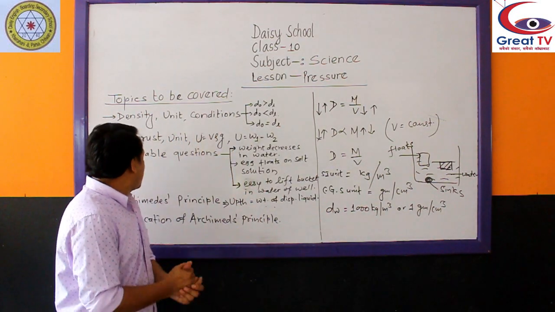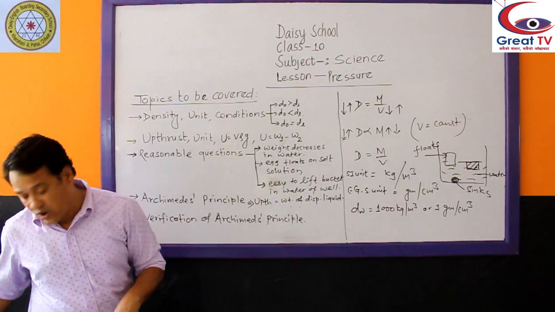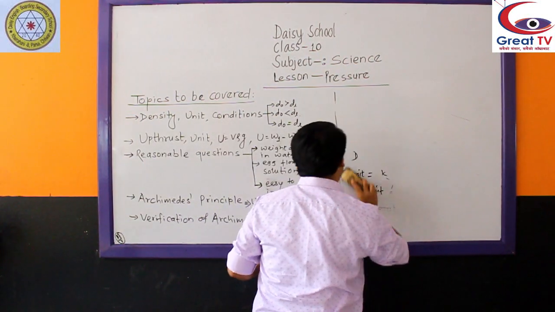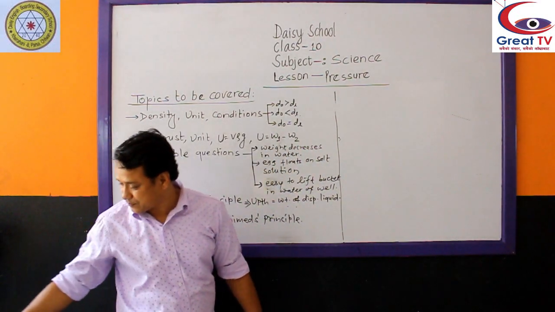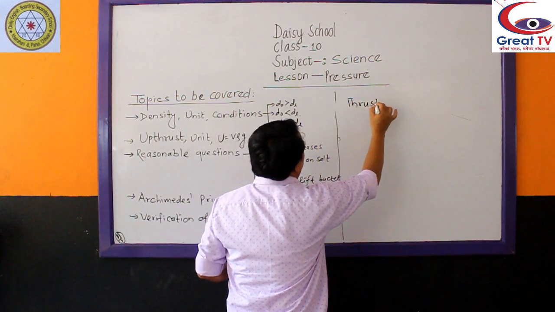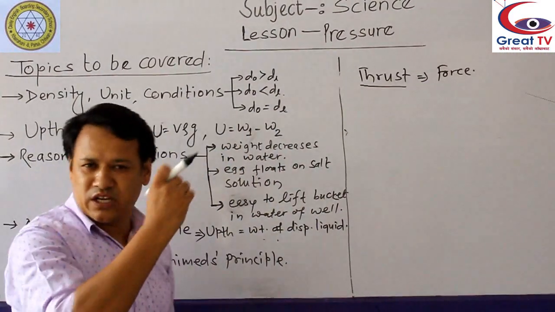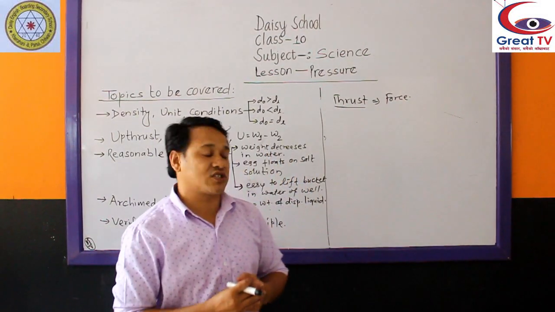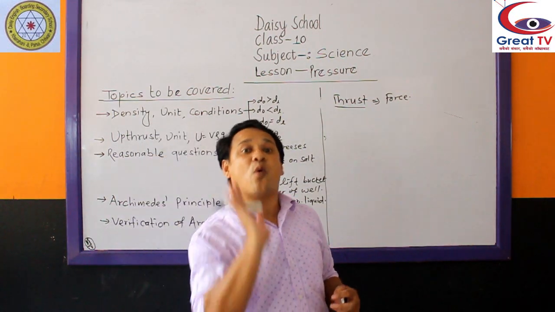After this, we are going to discuss the upthrust. Before upthrust, we have to know about thrust. Thrust actually means force. Thrust means perpendicular force in any direction. That is the thrust. Upthrust: up means upward direction, so upthrust means upward force.